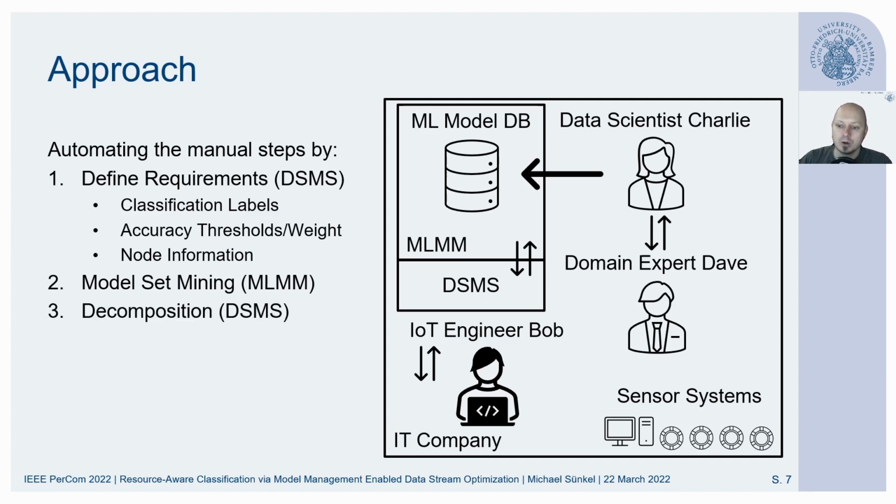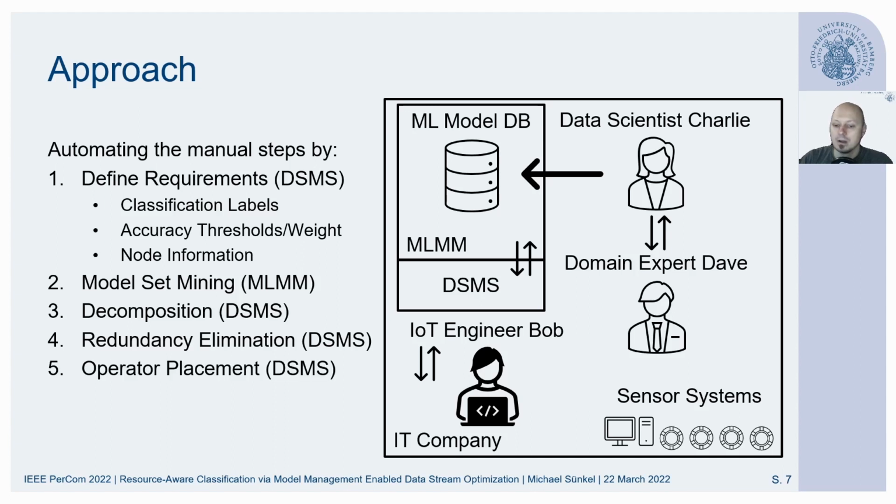The next step is the decomposition. That means that the classification pipeline of a model set or of selected model sets is decomposed and translated into data stream operator graphs. Those operator graphs, which means that there is an operator graph for each model, are now merged and redundancy within those operator graphs is removed, resulting in a single optimized reduced operator graph. This operator graph is now placed using operator placement to the distributed nodes in order to reduce resource consumption. And finally, the processing is deployed to the nodes.